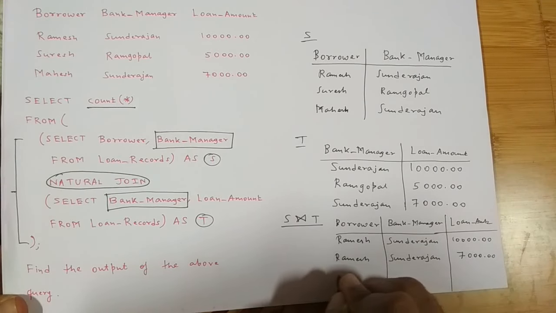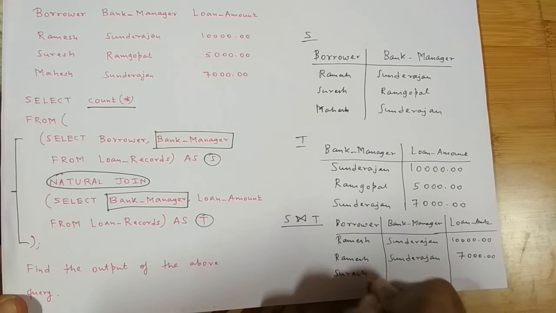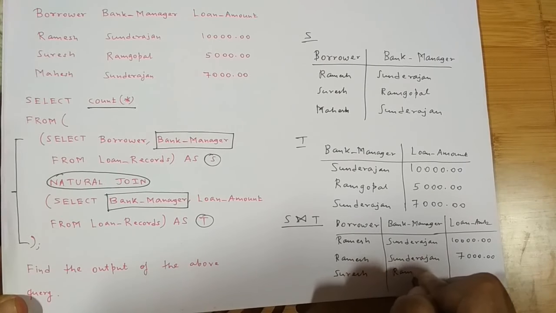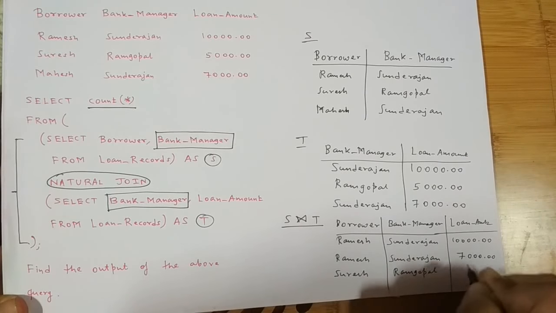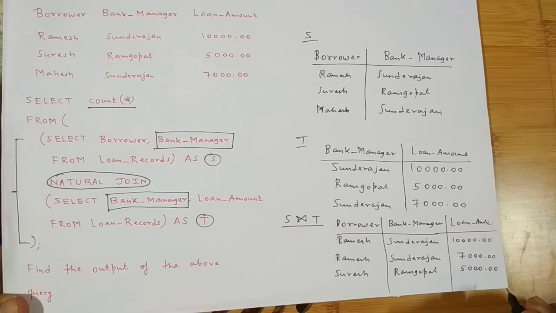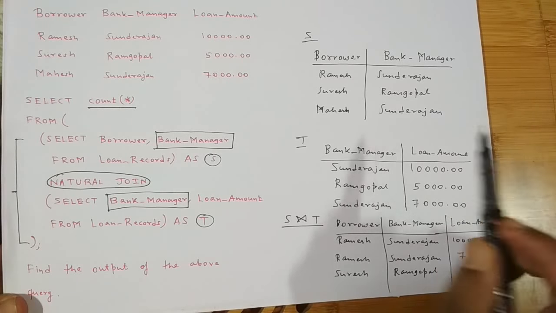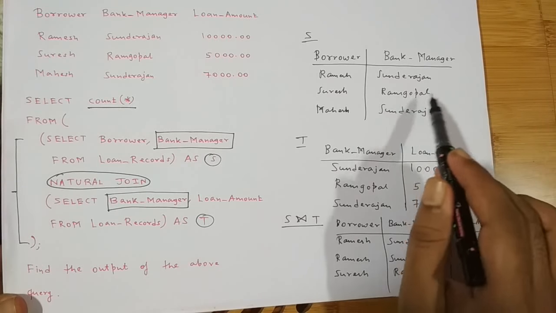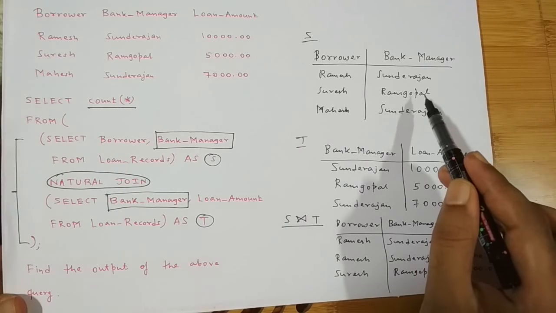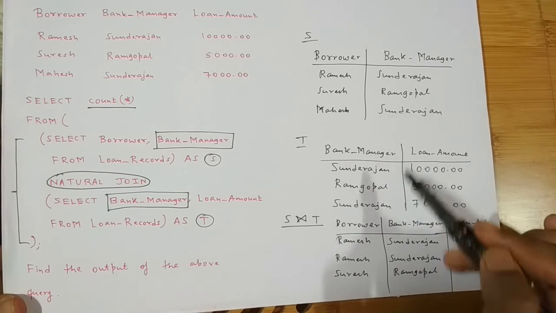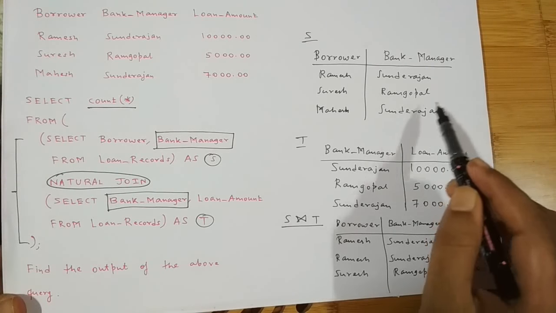So we have Suresh, Ram Gopal, and 5,000. Right? And now, is there any other match with this second row of table S? See, Ram Gopal matches once, and that's it. So there's no other match.